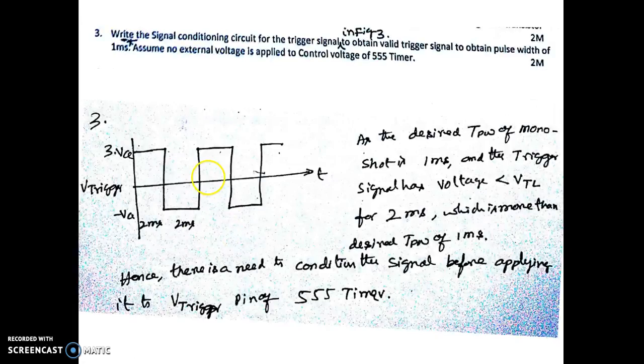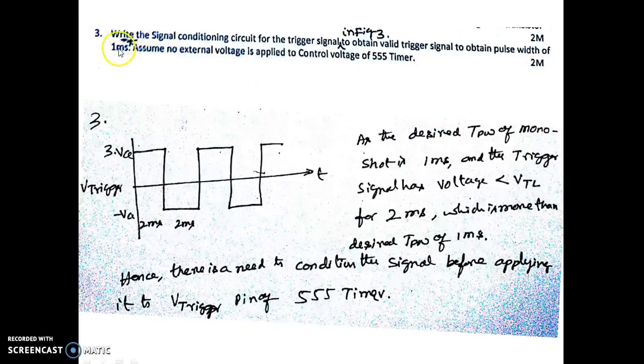The third question is, write the signal conditioning circuit for the trigger signal shown in figure 3, to obtain a valid trigger signal to obtain the pulse width of 1 millisecond. Assume no external voltage is applied to the control voltage of the 555 timer. Figure 3 is this. As you can see here, the on time is 2 millisecond and the off time is also 2 millisecond.